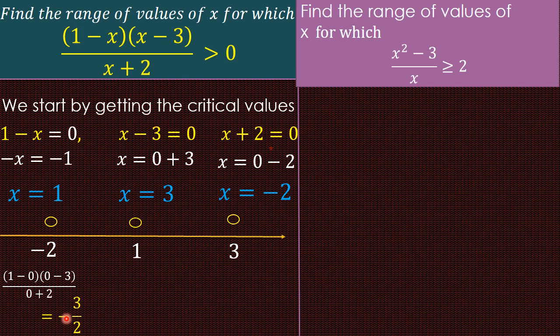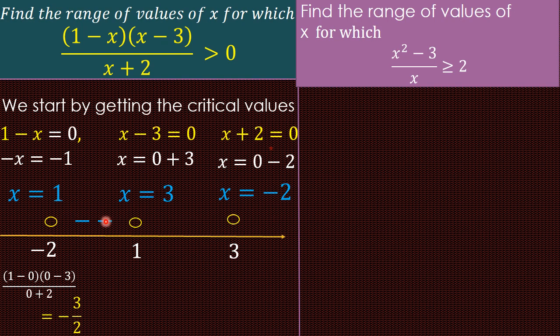Friends, know that our major aim is not this value. Our major aim is the sign of this value we get here, because the sign in this case is negative. So from the range negative 2 to 1, we have negative, because the sign of this function here is negative.